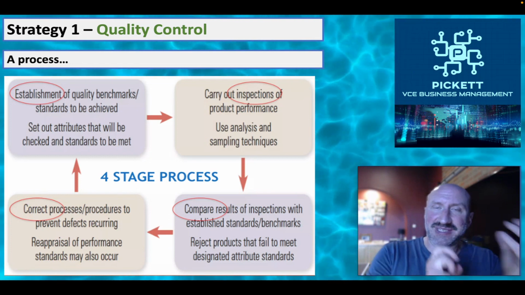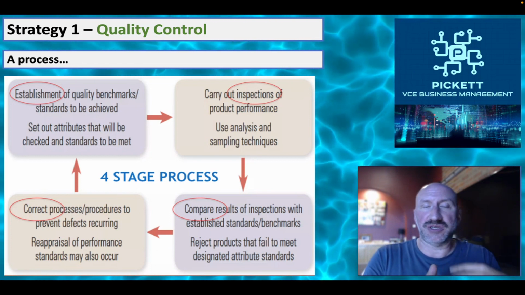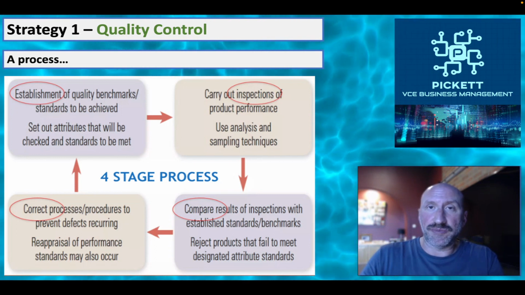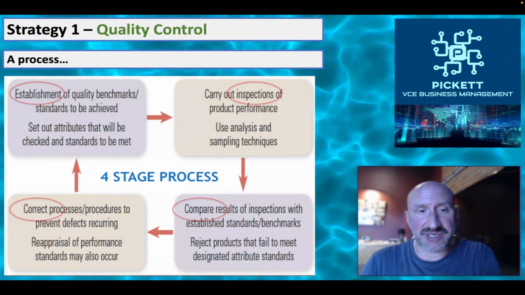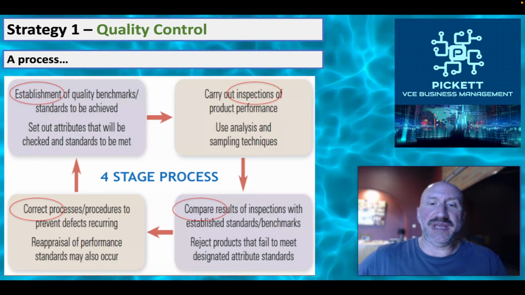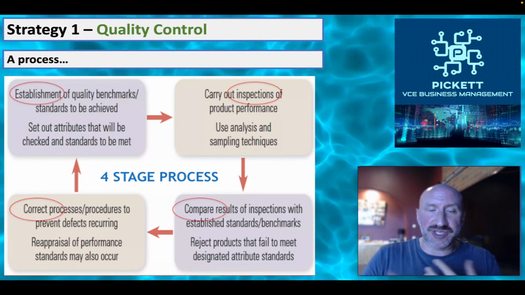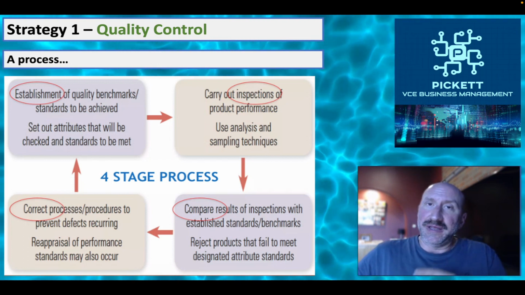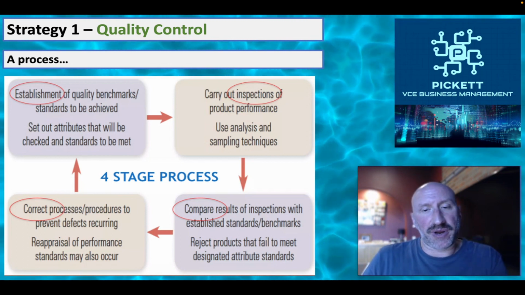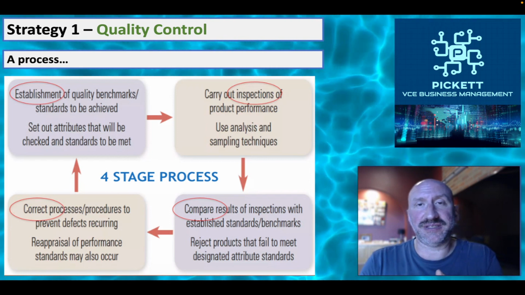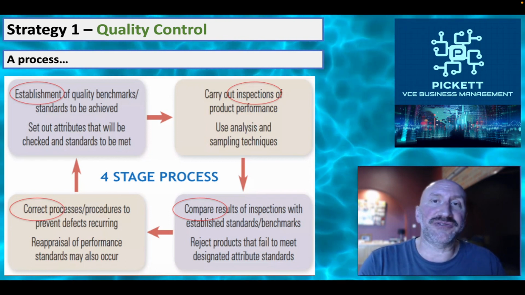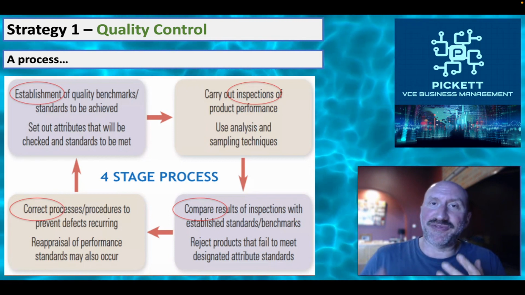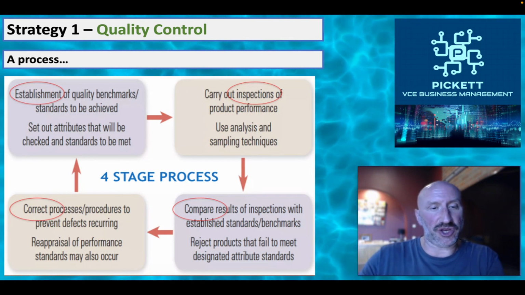Okay, so we've established our benchmarks, we've established the standards. Step 2, we're carrying out these inspections to make sure that we are meeting those standards. Stage 3, you're comparing the results of your inspections with those standards. Those two kind of go hand in hand. And at that point, you're going to reject any product that fails to meet those standards. And then stage 4, you're going to correct those processes or procedures to prevent that particular defect occurring again.